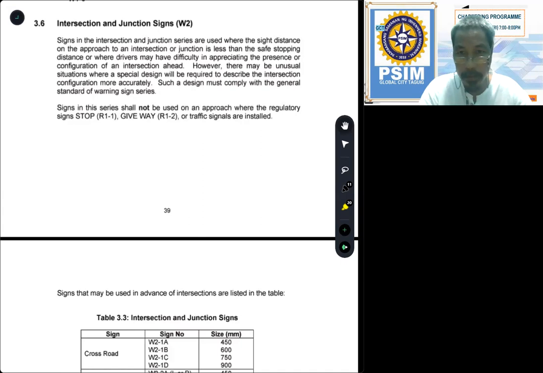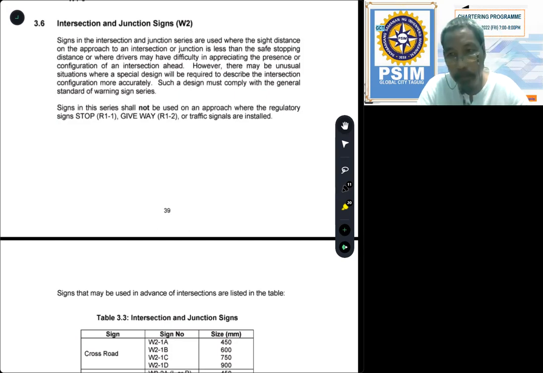These are signs in the intersections and junctions that are used where the sight distance on the approach to an intersection or junction is less than the safe stopping distance, or where drivers may have difficulty in appreciating the presence or configuration of an intersection shown ahead. However, there may be unusual situations where a special design will be required to describe the intersection configuration more accurately. Such design must comply with the general standard of the warning sign series.